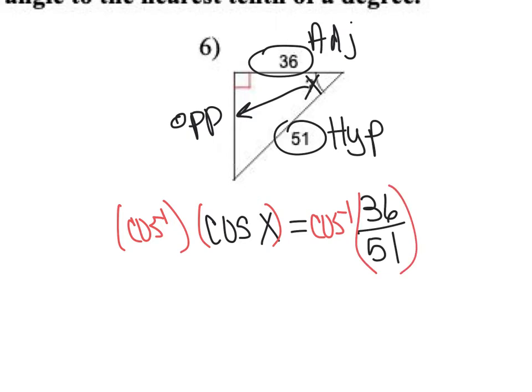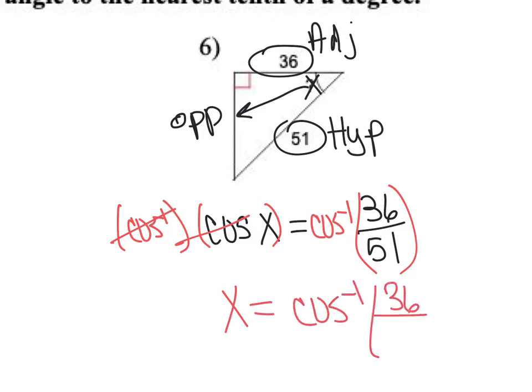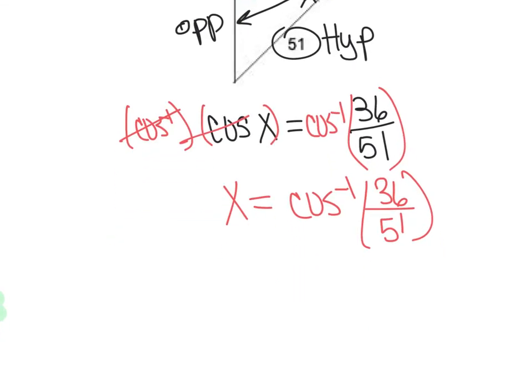And again, what that inverse does is it gets rid of the cosine here, and we're left with x on this side. And on the other side, we have the inverse cosine of our sides, 36 over 51. And again, this is calculator work for you, so that's kind of nice. Make sure again that you are using the inverse cosine, not regular cosine, because we are finding an angle measure, not a side length anymore. If you put that into your calculator, you should get that it is approximately 45.1 degrees.